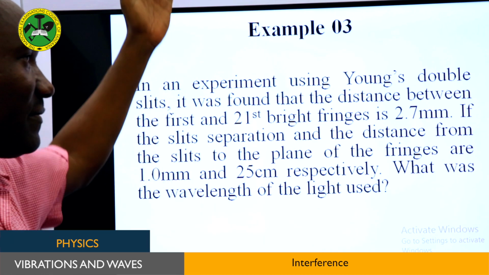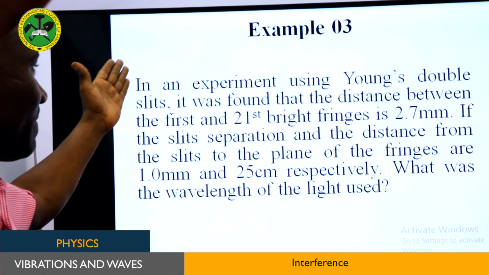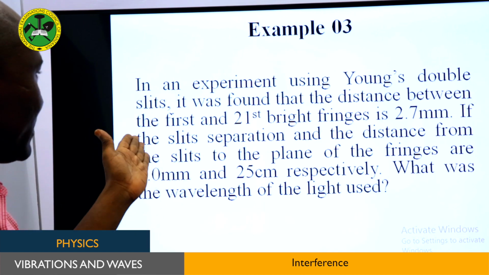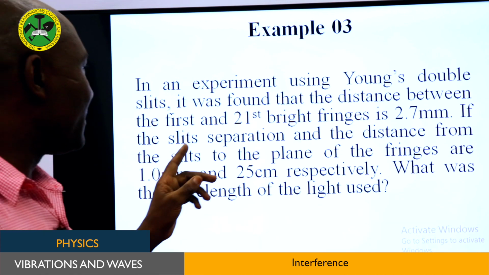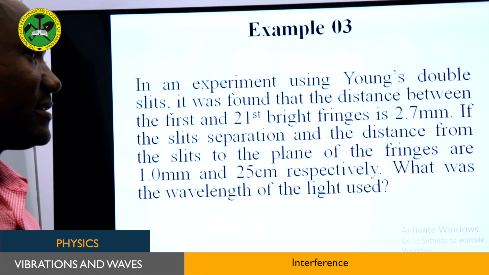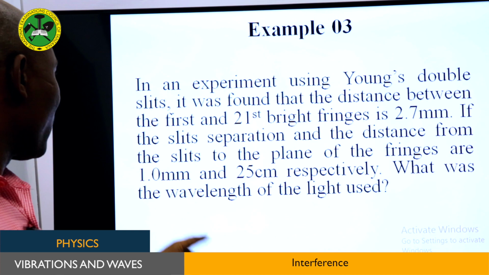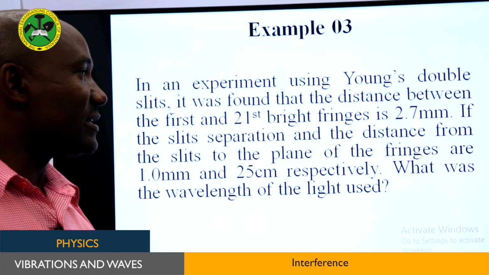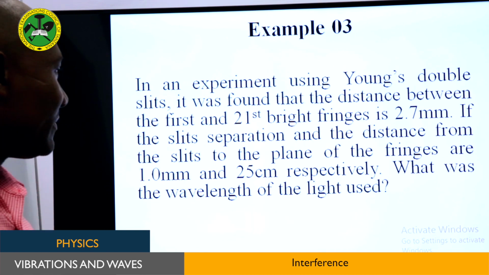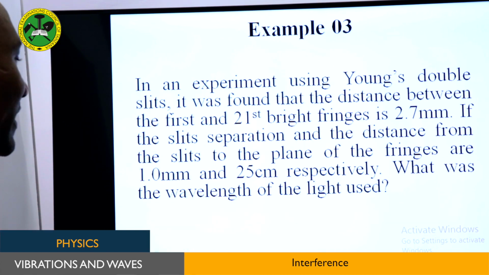The distance between the first and 21st bright fringes, it can be either dark, but this is now talking about the bright fringes, is given. Now, the fringe separation is given. The distance between the slits is 1 millimeter. And the distance from the slit to the screen where the images are formed is given as 25 centimeter. What was the wavelength of the light used?